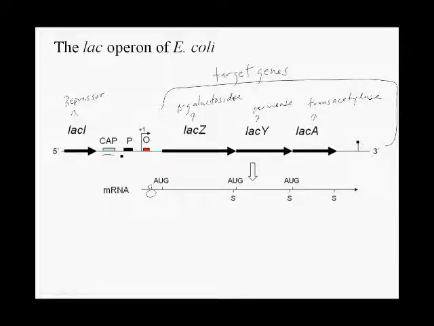And then we see three sequences in the DNA which are non-protein coding. So these sequences in the DNA called CAP and P and O are just specific sites in the DNA. They have a specific sequence of nucleotides, but they don't make any protein. They in fact serve as binding sites for proteins.